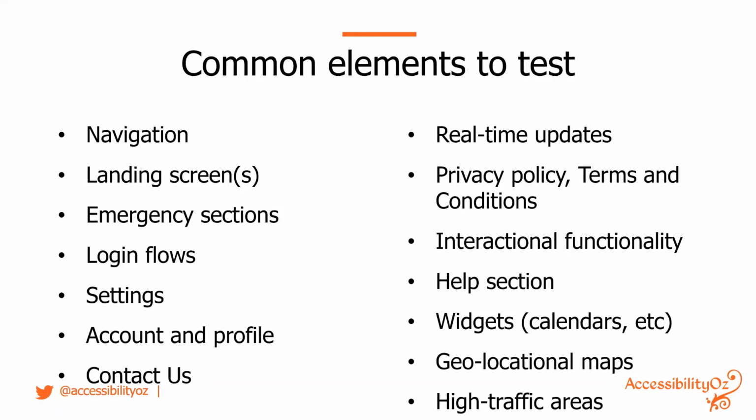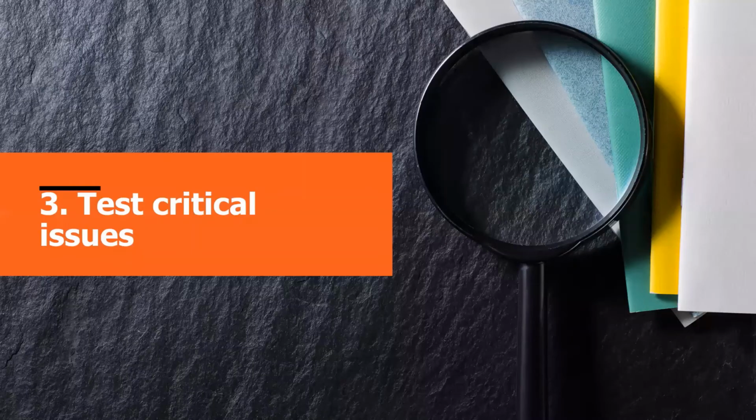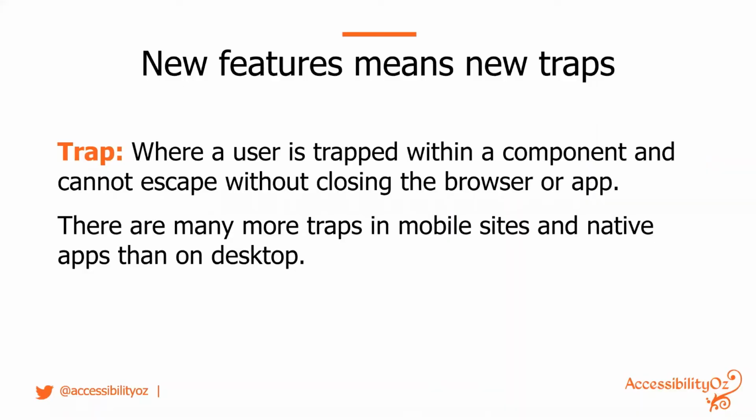And then let's talk about the critical issues. So one of the things that we found is that there were a lot more traps when it came to mobile than we see on websites, probably because it's a fairly new technology in comparison to HTML. Now, a trap is where a user is trapped within a component and cannot escape without closing the browser or the app. So think about a keyboard trap on desktop where you say tab into a video player and you can't tab out. And as I said, there are many more traps in mobile sites and native apps than on a desktop.